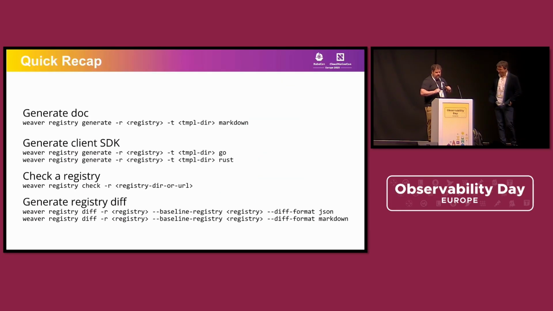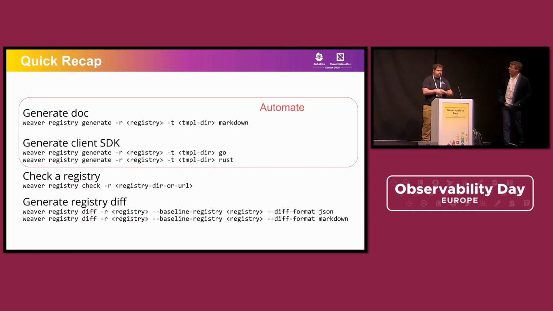No. Okay. So just to recap, we talked about three stages of the software development lifecycle. So first we have automation. We can generate documentation, and you see the type of command, weaver registry generate. You provide the registry, and you provide the template directory. The template directory is based on Jinja, so we are integrating MiniJinja into Weaver. So we have this generate client SDK, we have this check command, and finally the diff.